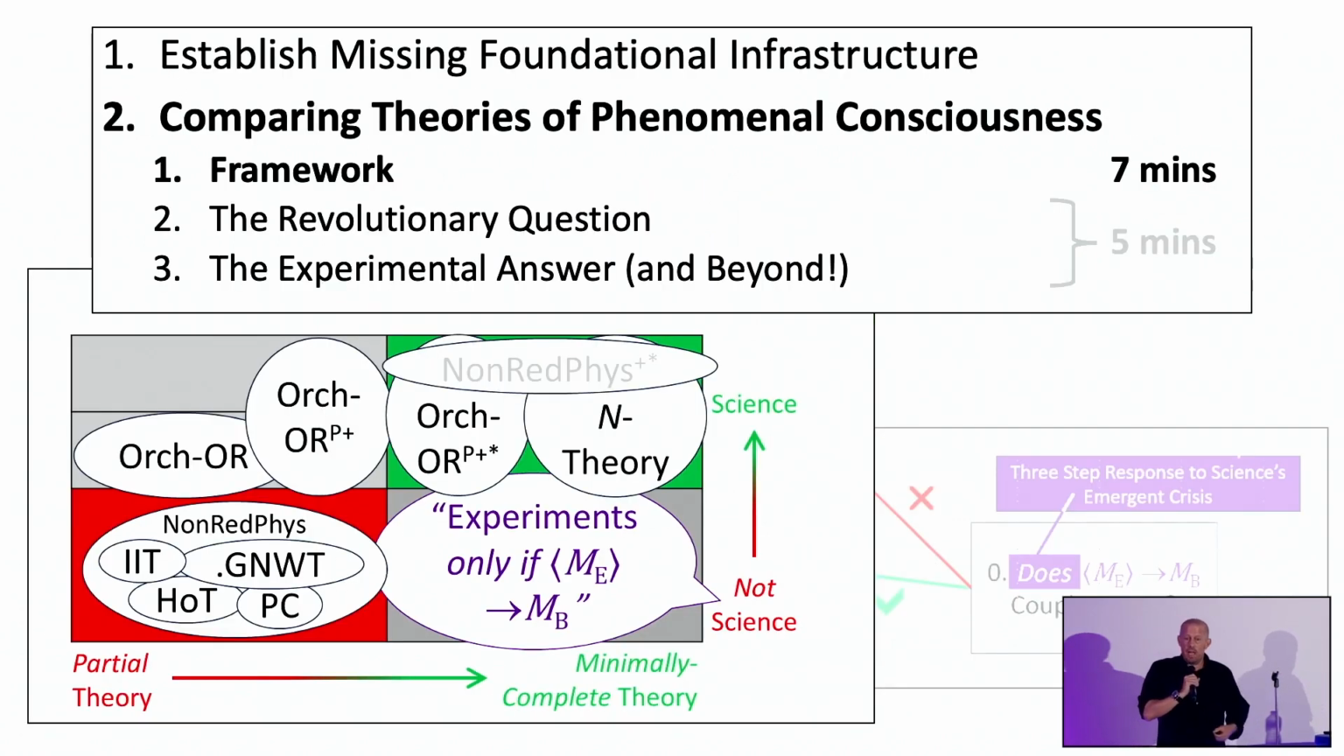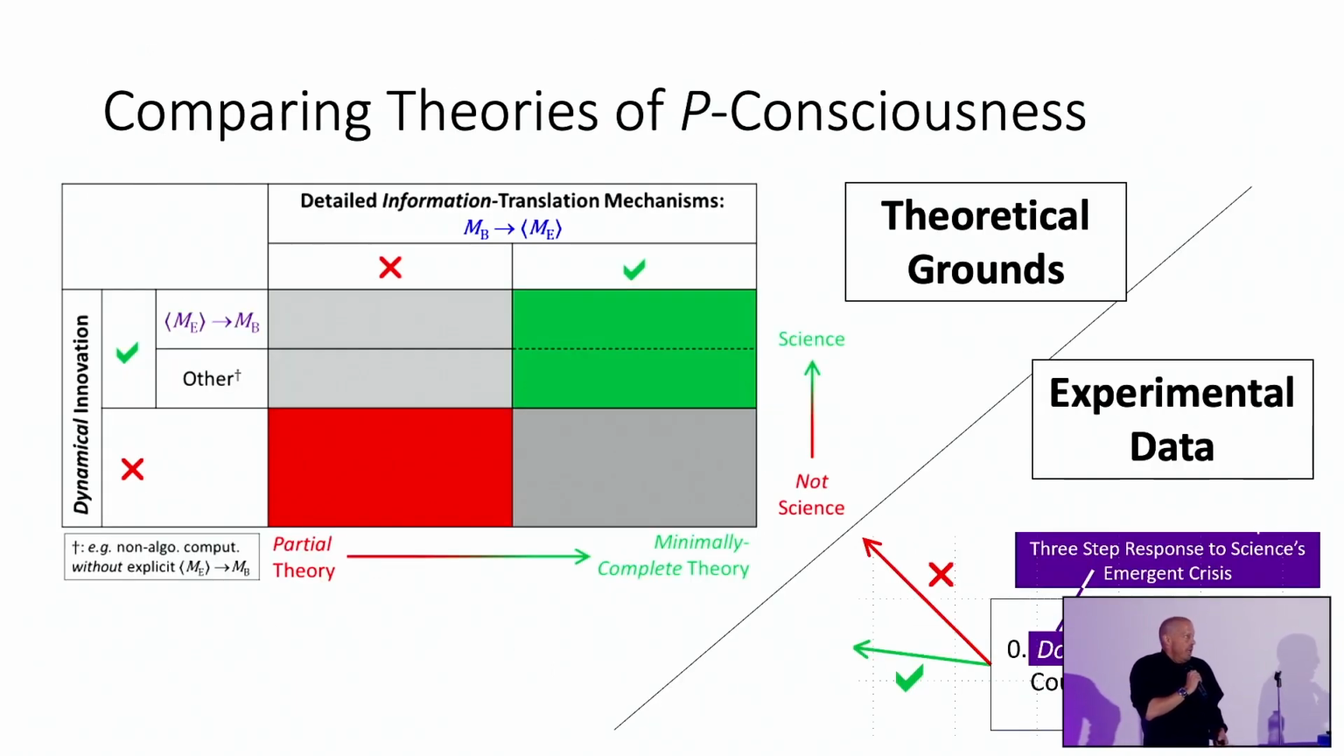Okay, so now we've established the foundational missing infrastructure, I can begin the presentation on comparing theories of consciousness at last. Thanks for bearing with that. So there's roughly two ways to compare theories. First on theoretical conceptual grounds, and then secondly using experimental data.